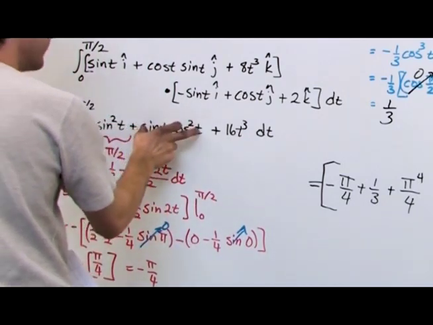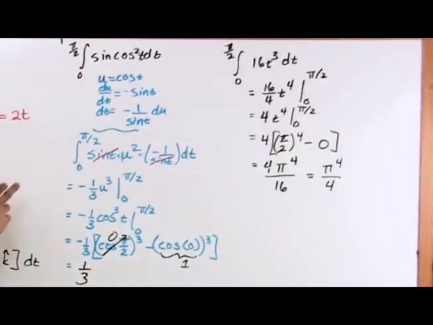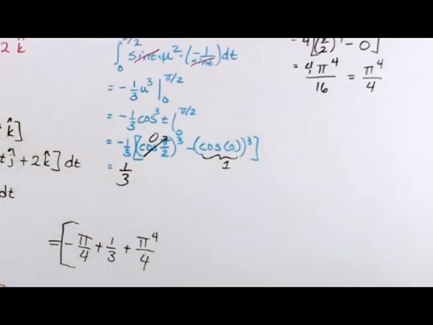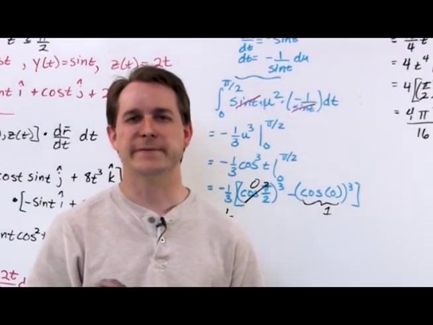You're going to end up having to do 3 separate integrals. So I did this integral here. This other integral was done over here with substitution, and this integral was done way over here. And so you add them all together and you get negative pi over 4 plus pi to the 4th power over 4 plus 1/3. So in this section, we've tackled the topic of line integrals and vector fields.